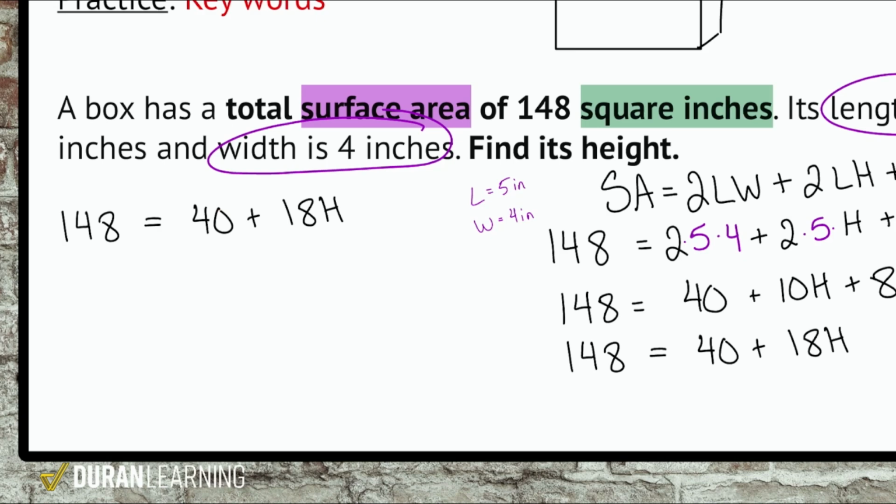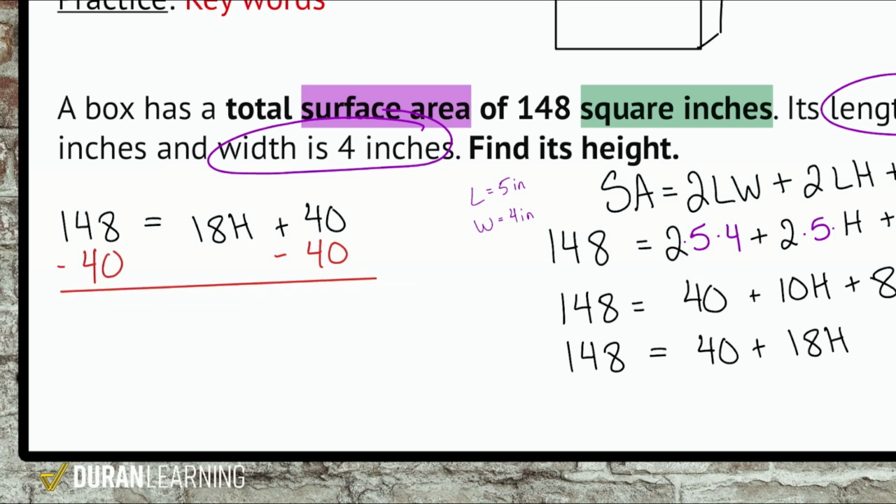And if this is a little weird for you, another way that you can look at this is like this. Because remember, 1 plus 2 is the same as 2 plus 1. So I can write it like that if that makes me more comfortable. So the first step that I must take is to subtract the 40 on both sides. Once we do that, then I can move forward by dividing the 18. So I see here, that's going to cancel out. Everybody, 148 minus 40 gives me what?